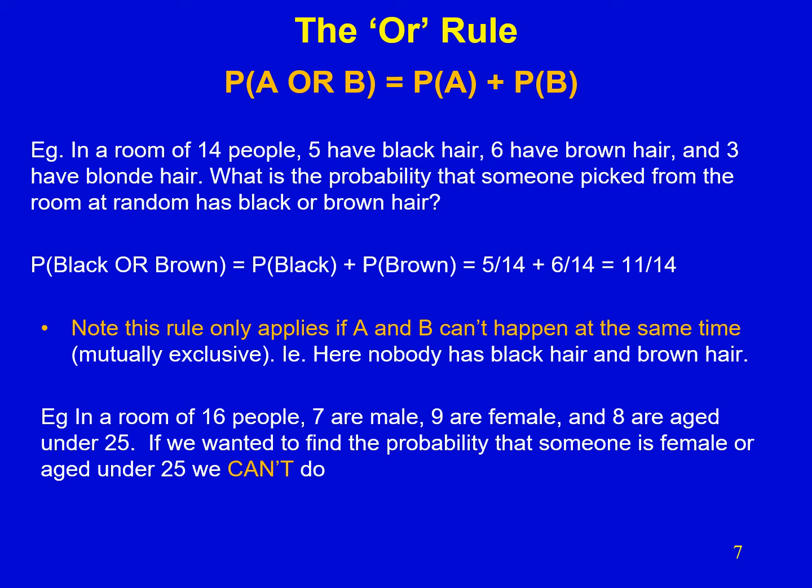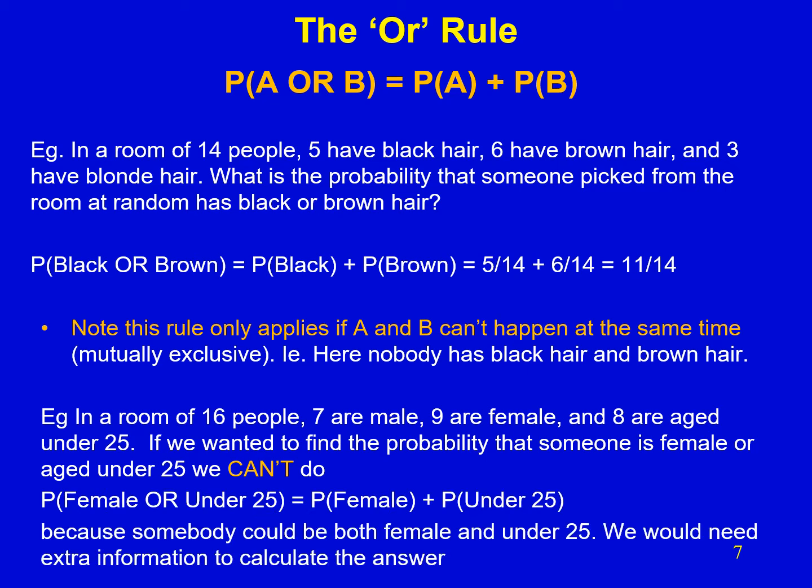Let's however consider this example. Let's imagine in a room of 16 people, 7 of them are male, 9 of them are female, and 8 of them are aged under 25. Now if we wanted to find the probability that someone is female or aged under 25, we can't simply use our OR rule. We can't just add them together because somebody could be both female and under 25. So in this case, we would need some extra information if we wanted to calculate our answer.